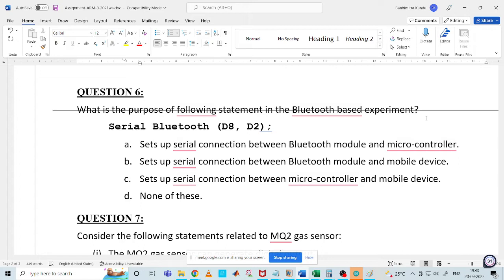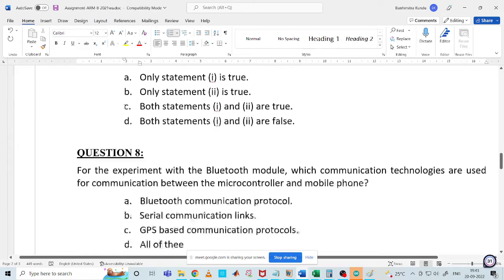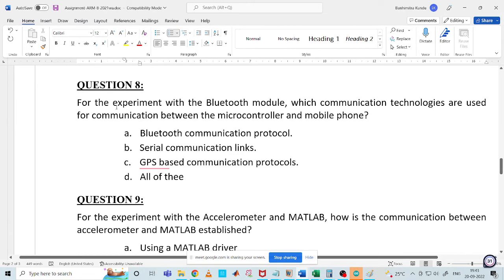Option A. Question 7. Both are true. Both are correct. Question 8.